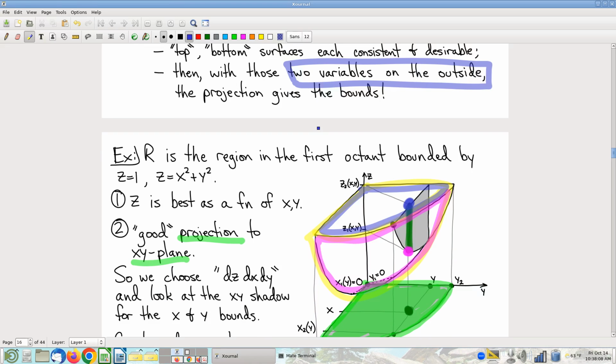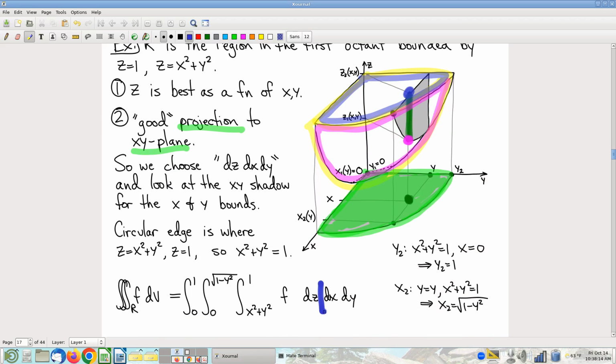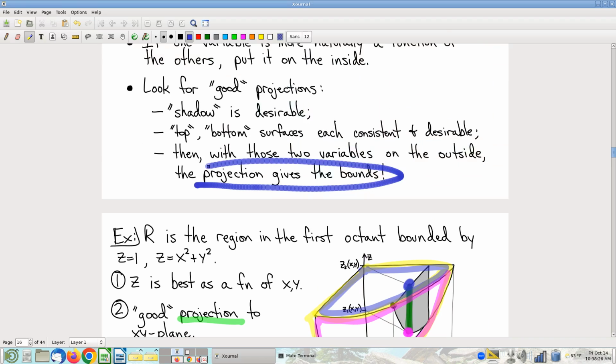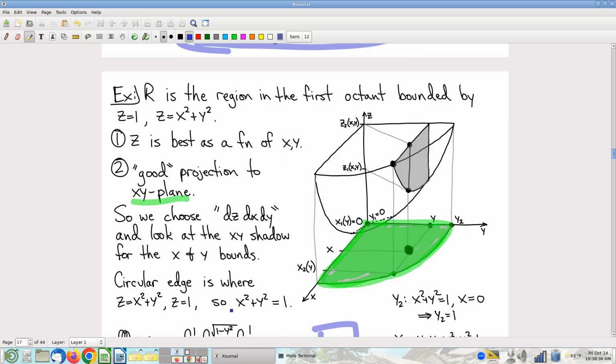If you put those on the outside, notice, by the way, good news, we are. We've got X and Y on the outside. Right? Then here's the wonderful punchline. And the whole reason we like projections in the first place is that you can just look only at the projection, and the projection itself will give you the bounds for those two outside integrals. Let's see that happen.